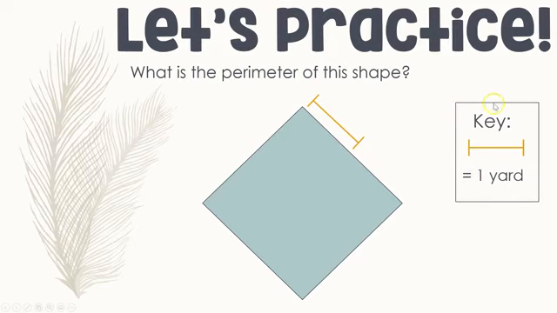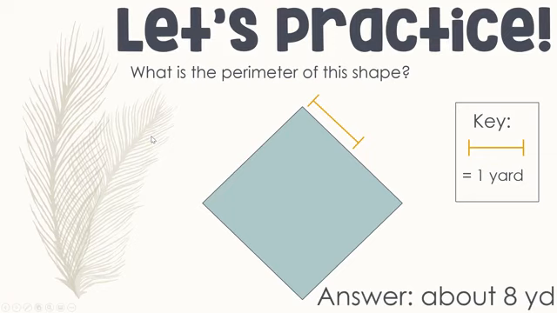All right, so when I looked at my key, I can see that one of these bars equals 1 yard. When I look at this, I see that it only takes about half of this side, so I can probably fit 2 yards on each side of this shape. So I'll have 2, 4, 6, and 8. So the perimeter of this shape is about 8 yards.